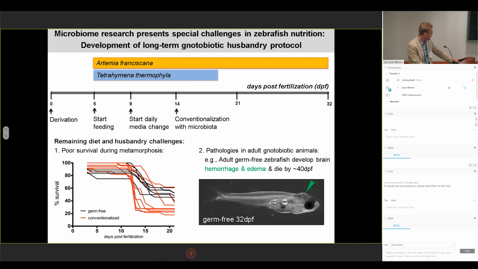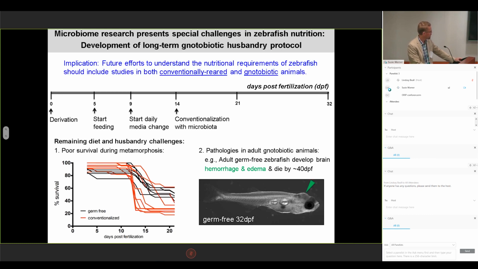So survival, shown here in the bottom left, is relatively poor through the metamorphic stages, with colonized animals having lower survival rates than germ-free. And furthermore, another challenge we have, although there's obvious biological interest in this, is that germ-free animals under this protocol, when they get to about 30 days, uniformly, perhaps in a standard length-dependent manner, develop brain edema and hemorrhage, which eventually kills them by 40 days of age. We don't know what the nutritional basis of this is, but it's something that one could interrogate if we had better diets, I think.